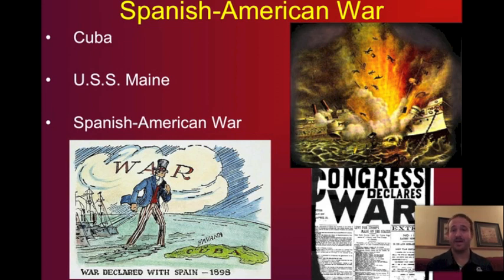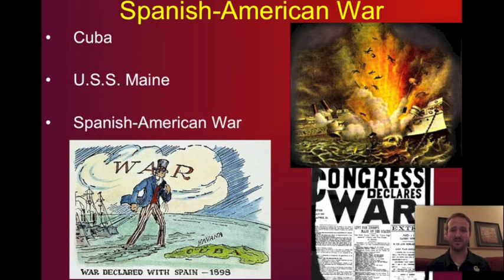Now, when the United States experiences its victory, the Spanish are going to give concessions to the United States. And those concessions take the form of territories that the Spanish once occupied. The Spanish occupied Guam, the Philippines, and Puerto Rico in addition to Cuba. Well, Cuba's freed, but the United States has been given control of Guam, the Philippines, and Puerto Rico.